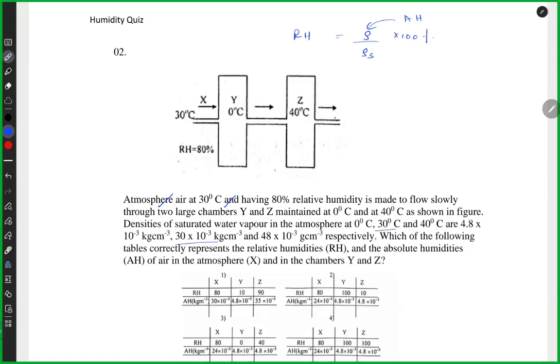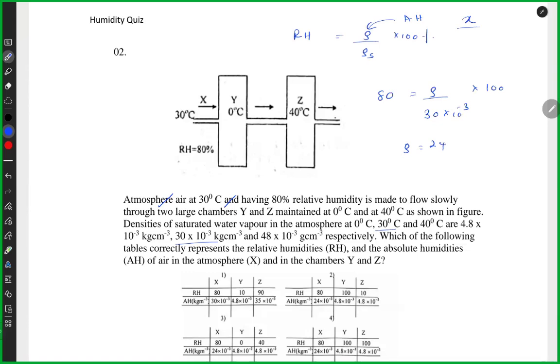Now, if you think about the atmosphere, which is X, what's the relative humidity? 80, right? And so we need to find rho. So what is rho S then? Rho S is equal to 30 times 10 minus 3, multiplied by 100%. You don't have to do it like this. Of course, it's going to be 24. You can do it mentally, right? So it's going to be 80.